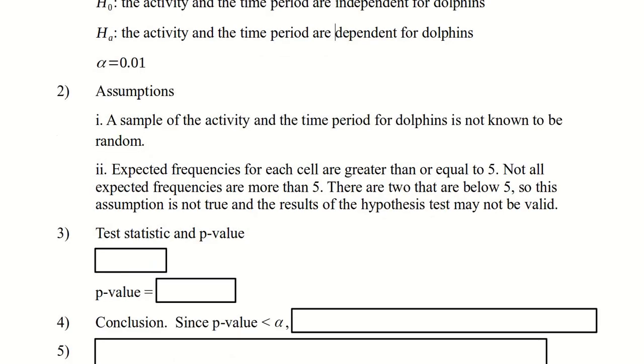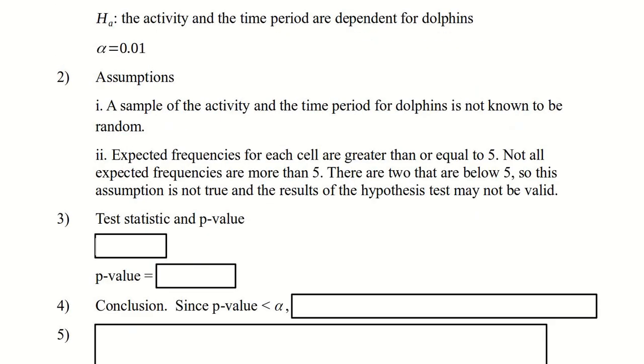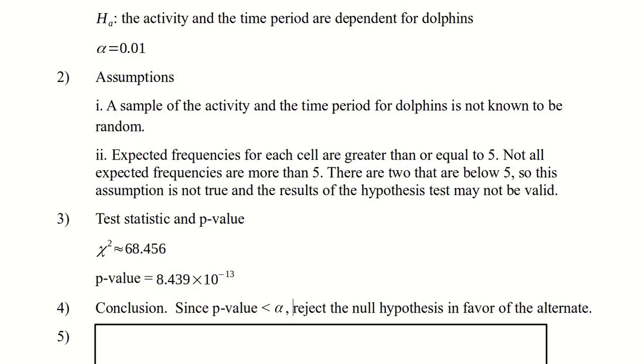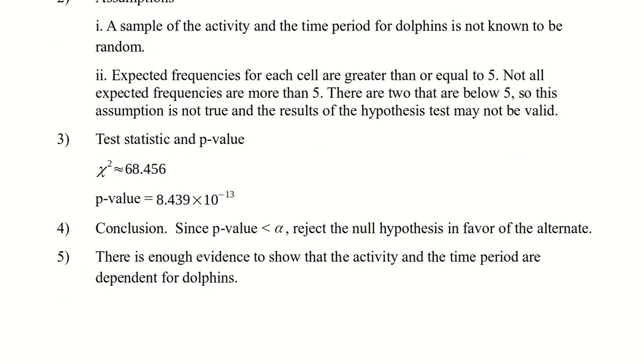We then use our calculators to find the test statistic and the p-value. Here the test statistic chi-squared is 68.456. That gives us a p-value that is ridiculously close to 0. Our alpha is 0.01, but even 0.01 is bigger than something that's essentially 0. So since the p-value is less than alpha, we're going to reject the null hypothesis in favor of the alternative. And we can say in words that there is enough evidence to show that the activity and time period are dependent for these dolphins.